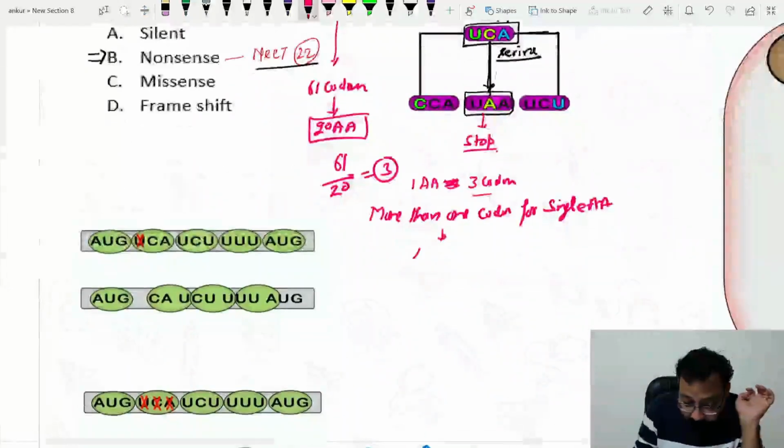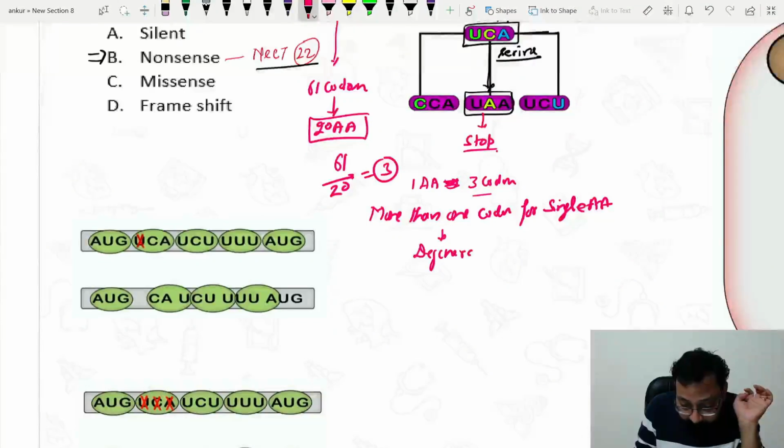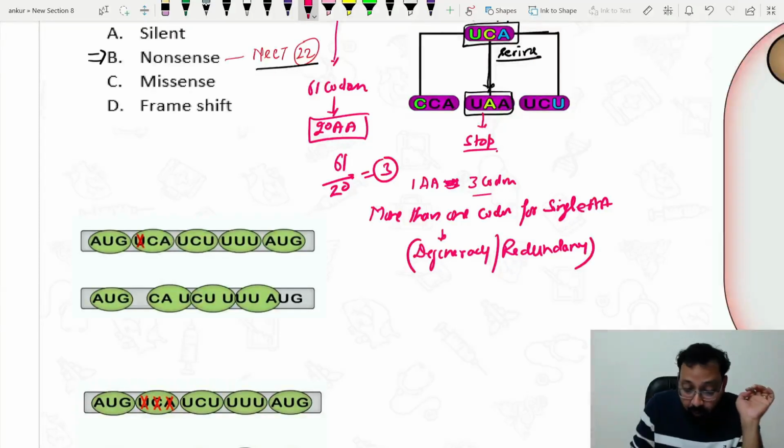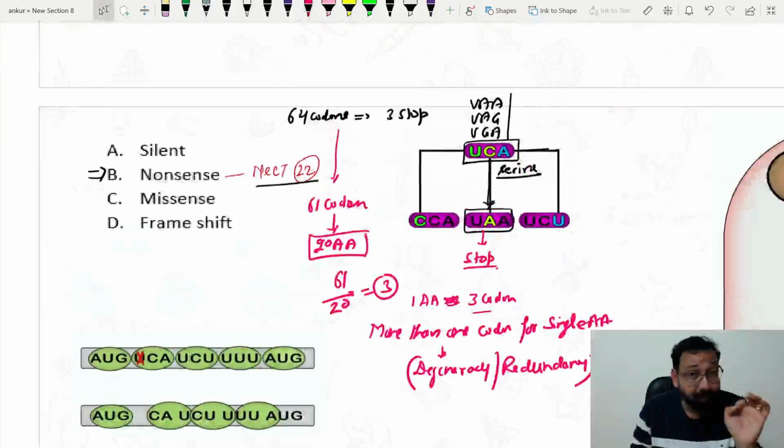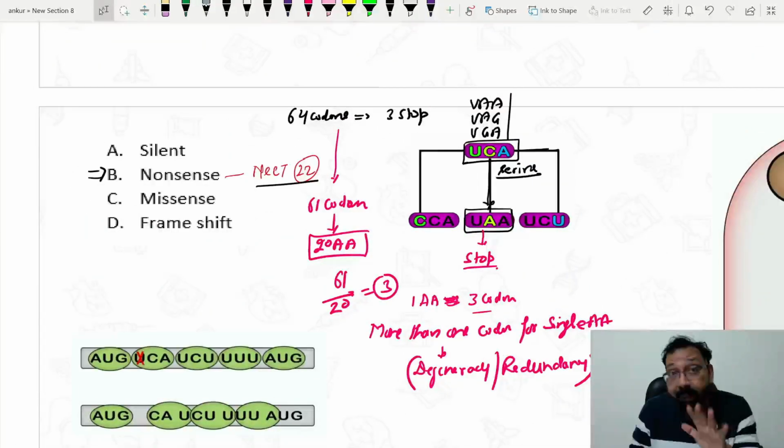This is called degeneracy or redundancy of codon. So codons are degenerate. That's the reason that silent mutation is possible.